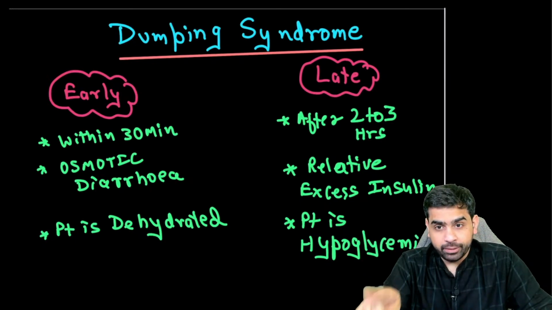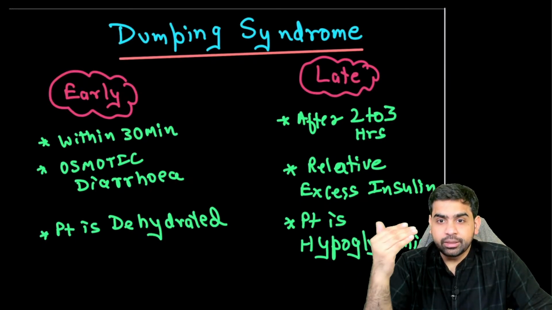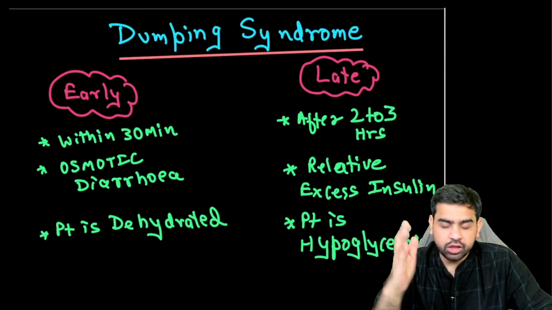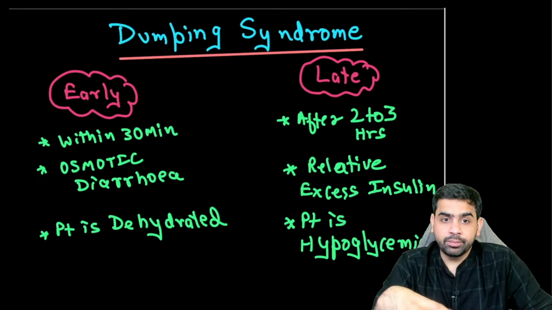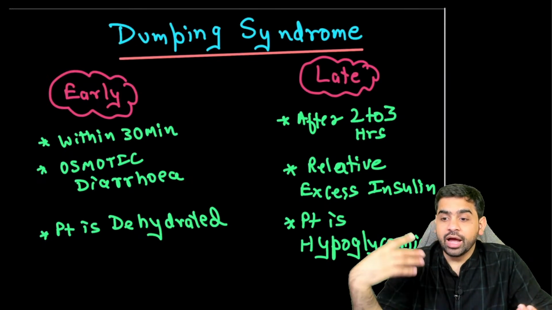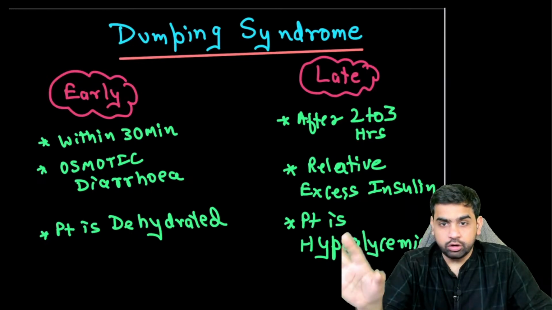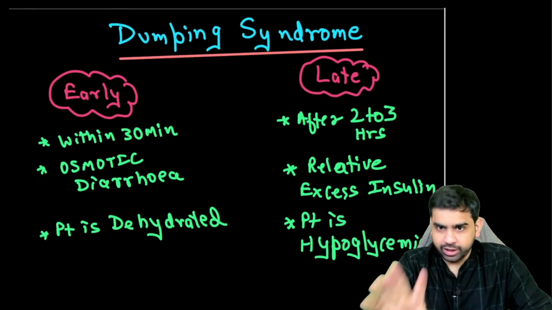So what about the early dumping syndrome? In the early dumping syndrome, the patients, immediately after eating food, let's say around 30-45 minutes or something like that, are going to have an osmotic diarrhea, and because of this, the patients are going to have a state of dehydration. Why this is happening, I'll explain to you. Just give me a minute.